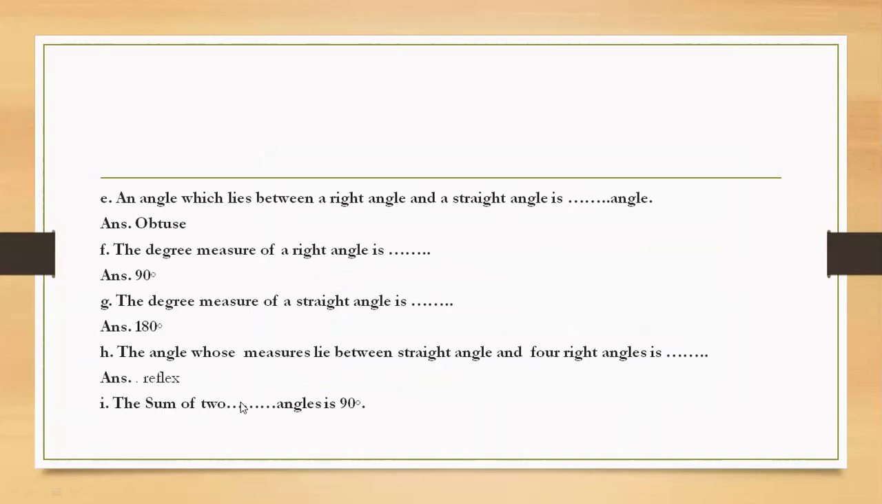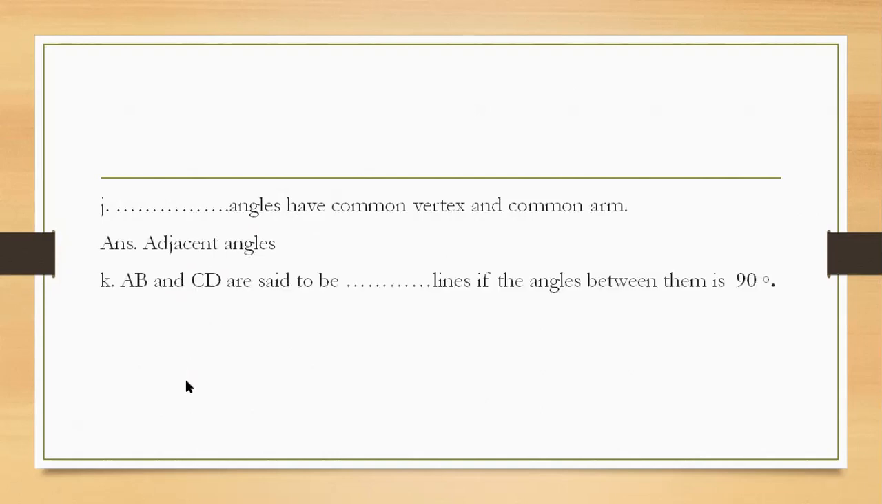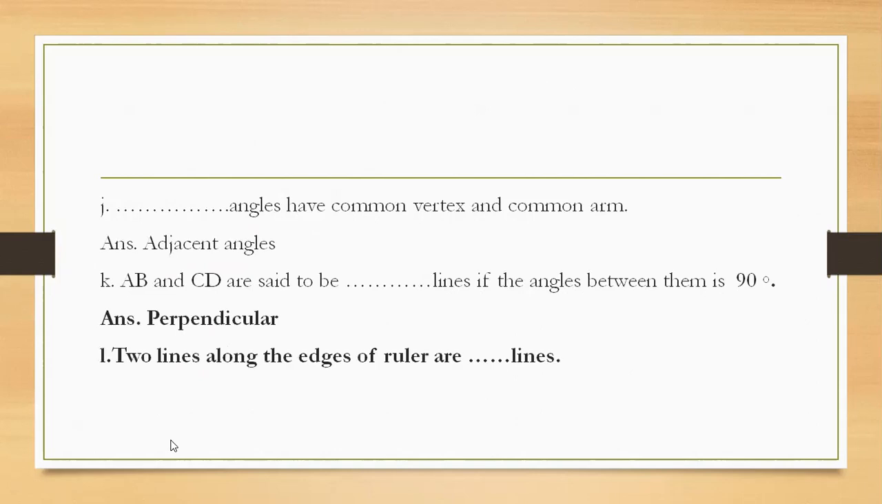The sum of the two angles is 90 degrees. The sum of two complementary angles is 90 degrees. Similarly, look here at the next one. Angles that have a common vertex and a common arm are adjacent angles. AB and CD are said to be perpendicular lines if the angle between them is 90 degrees. Two lines along the edges of the ruler are parallel lines.